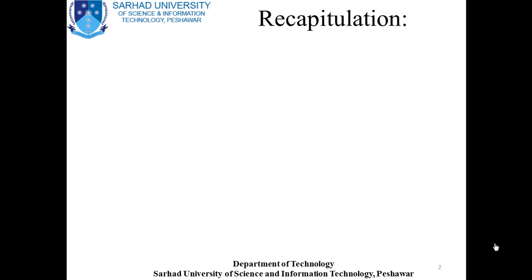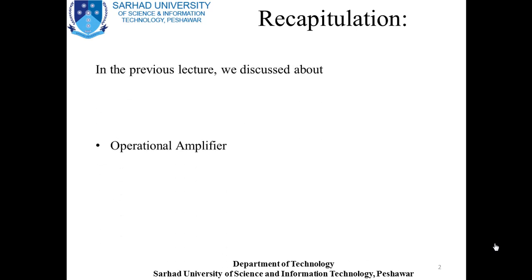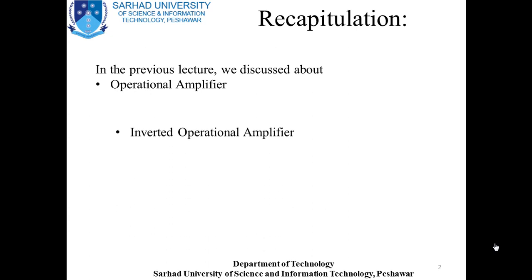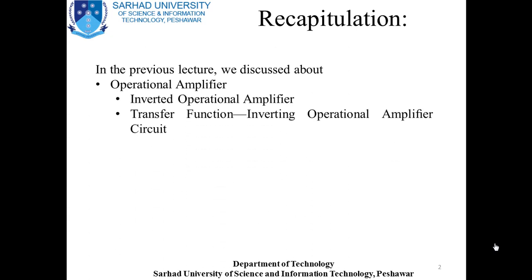Let's start with the recapitulation of the previous lecture. In the last lecture we have discussed an electric circuit, specifically the op-amp, that is operational amplifier. We have looked at its types, that is the inverting operational amplifier, and we have also derived the formula for the transfer function of the inverting op-amp circuit, and we have also done a numerical on it.